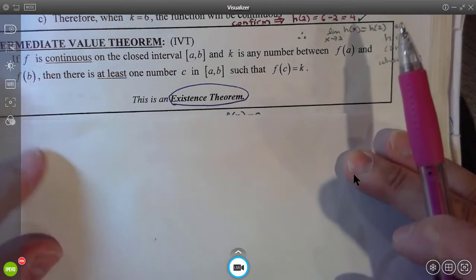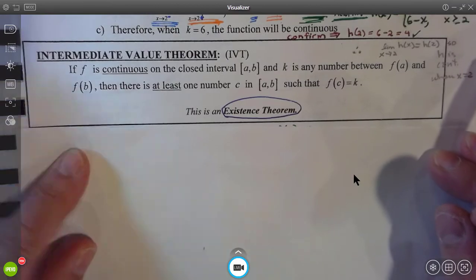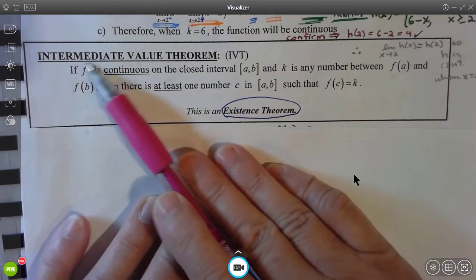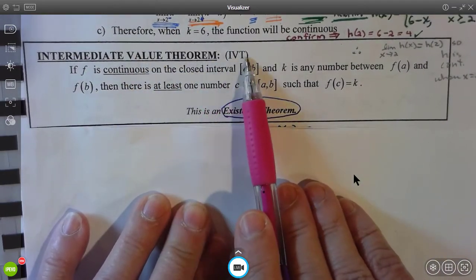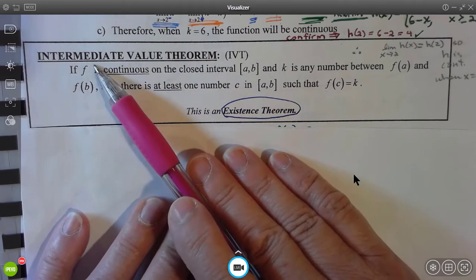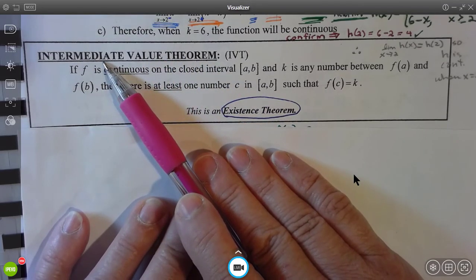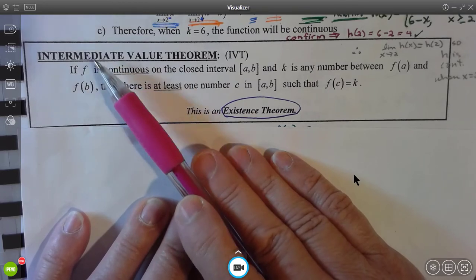All right, your very first existence theorem. There are a few of them, and they're very important. The intermediate value theorem, IVT. Intermediate means between. Think about middle school, which is called, in some places, intermediate school. That is because it is between the elementary and high school level, between.